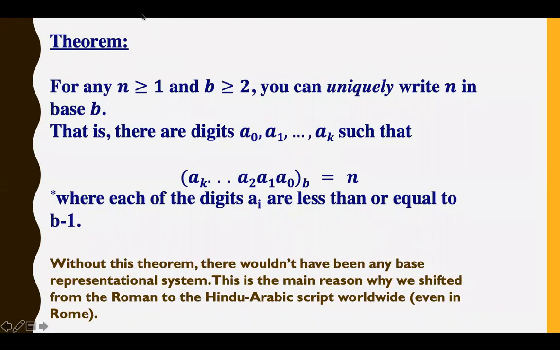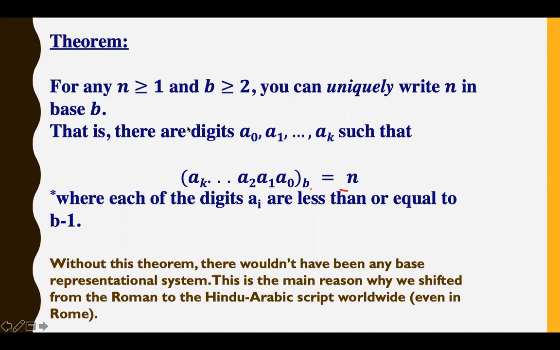Now, Sabyasachi, continue. Yeah, so this is a unique theorem of representing a number in a certain base. For any n greater than or equal to 1 and b greater than or equal to 2, you can uniquely represent n in base b using digits a0 to ak such that these digits in base b are equal to n, and each digit ai, where i is from 0 to k, is less than or equal to b minus 1. Using this, you can represent any number in any base.